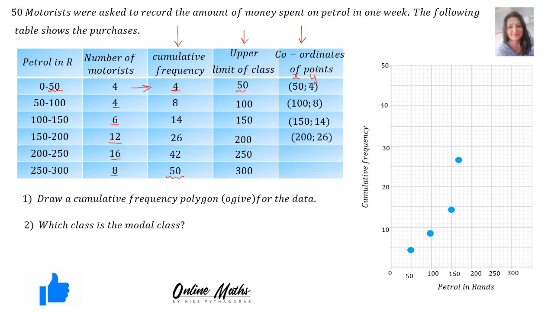Then 200 and 26, 200 and 26 is there. 250 and 42, round about there, and 300 and 50.